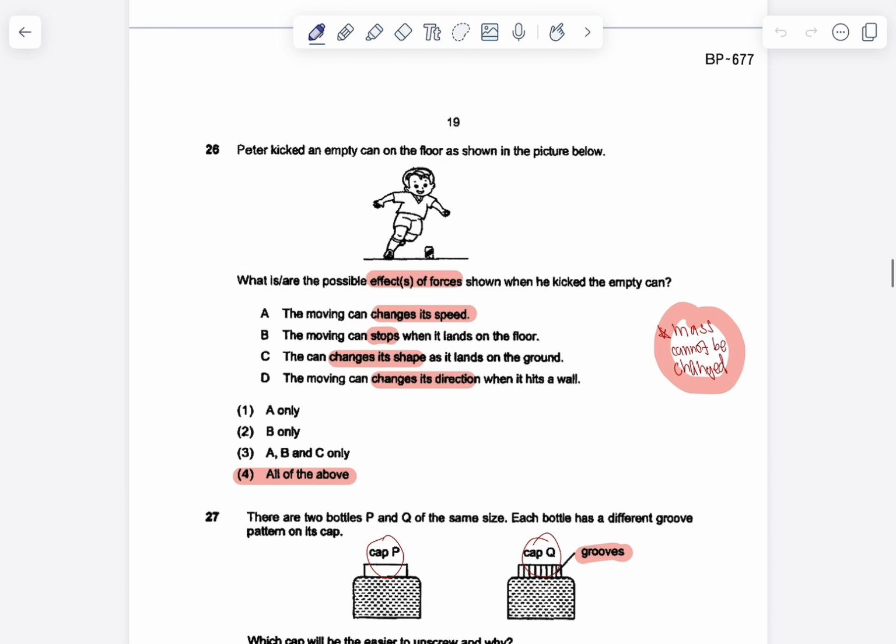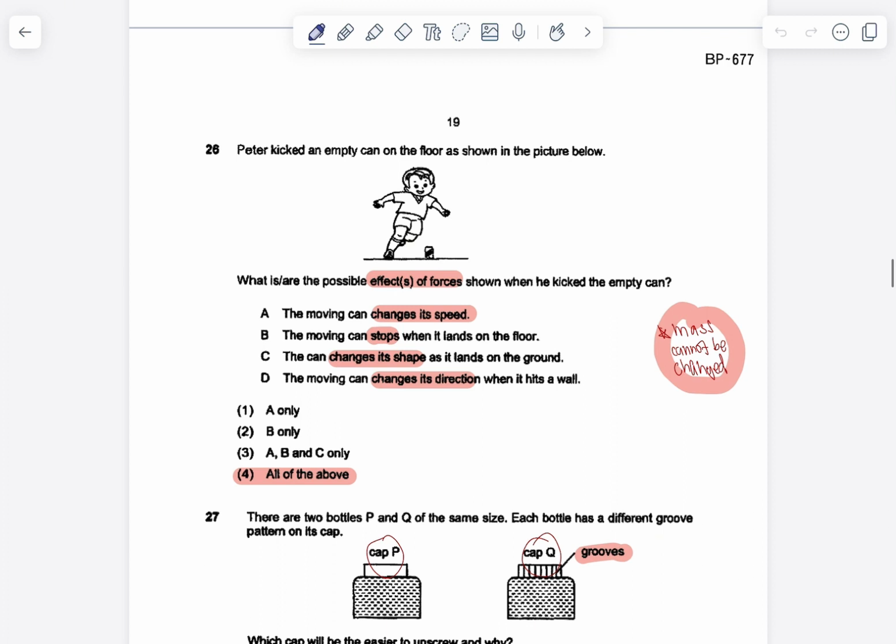Question 27. There are 2 bottles P and Q of the same size. Each bottle has a different groove pattern on its cap. Which cap will be easier to unscrew and why? So over here, we look at the different caps P and Q. The one with a better grip would be cap Q because it has more grooves to increase friction between the cap and the fingers, so it gives a better grip. And with a better grip, the person is able to turn the cap open more easily, so the answer is 3.